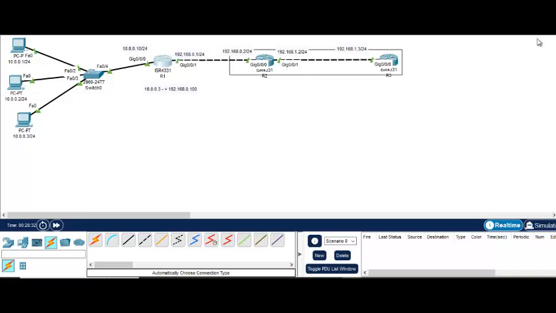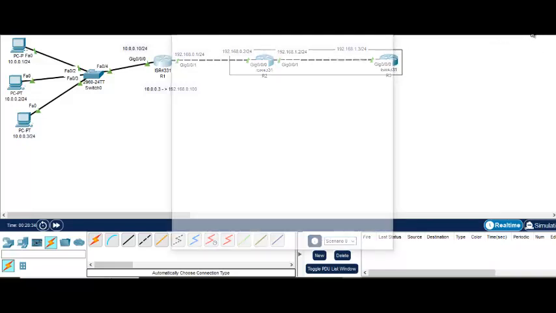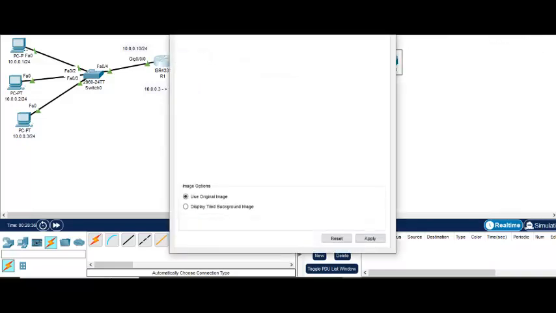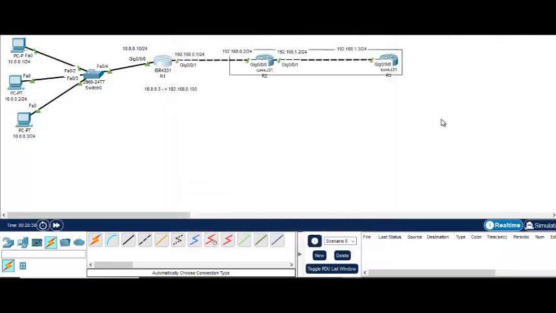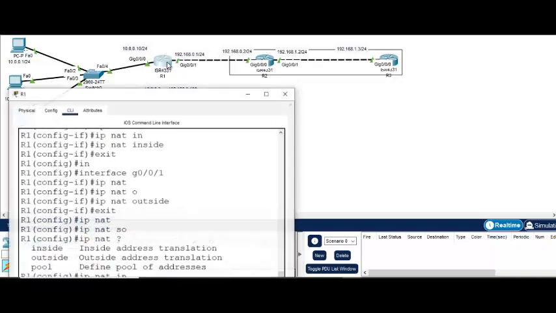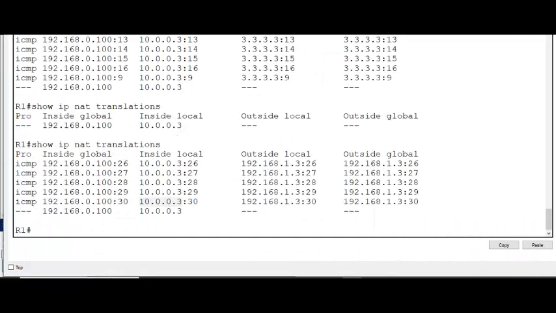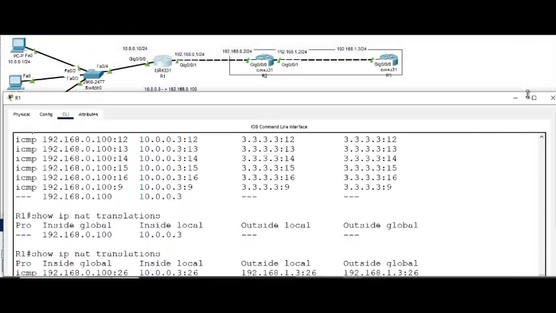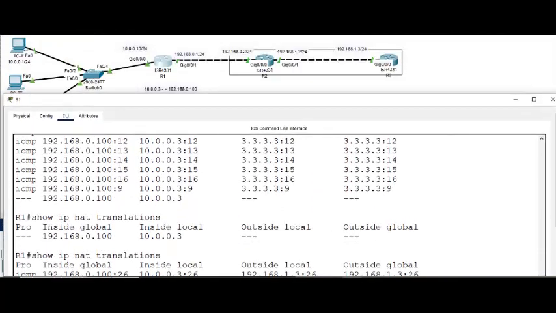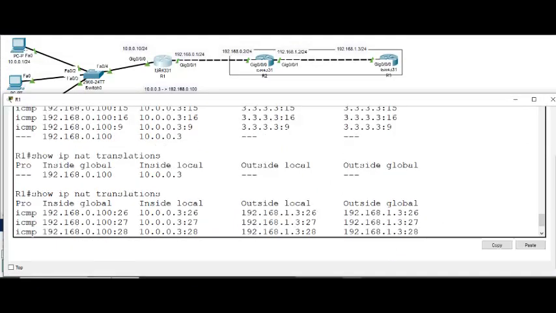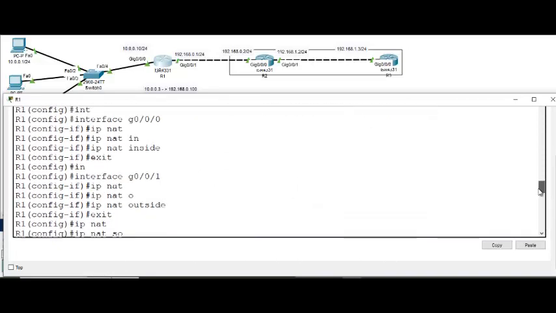It was very simple. What I did: first I went and defined inside and outside, correct? This is what I did. Then I came back to this command. And then for verification, the command was show ip nat translation.